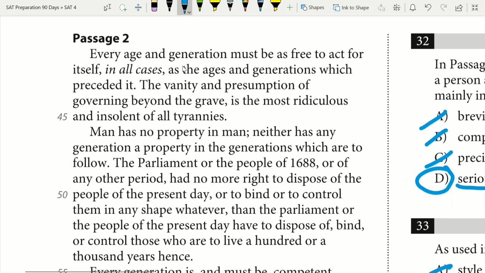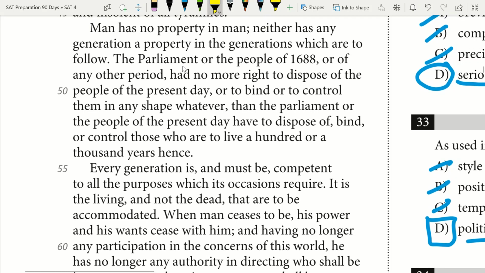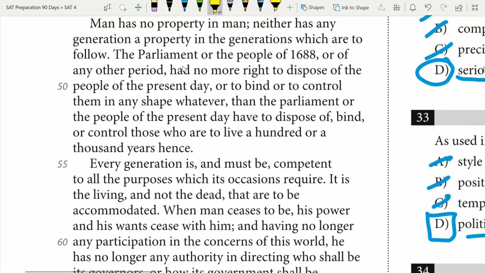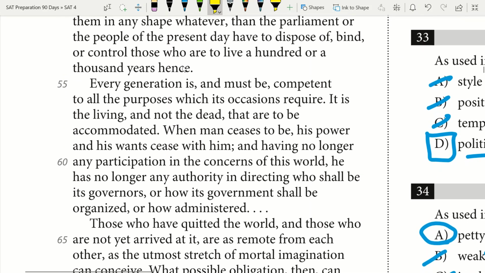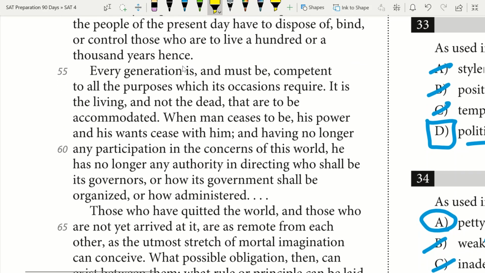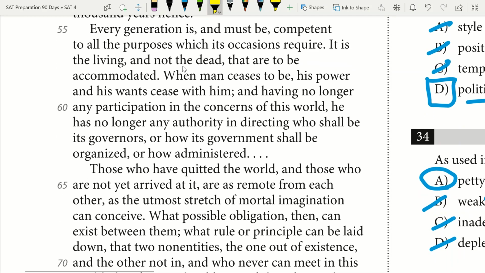Every age and generation must be as free to act for itself in all cases as the ages and generations which preceded it. The vanity and presumption of governing before the grave is the most ridiculous and insolent of all tyrannies. Man has no property in man, neither has any generation a property in the generations which are to follow. The Parliament or the people of 1688 or of any other period had no more right to dispose of the people of the present day or to bind or to control them in any shape whatsoever than the Parliament or the people of the present day have to dispose of, bind, or control those who are to live 100 or 1,000 years hence. Every generation is and must be competent to all purposes which its occasions require.